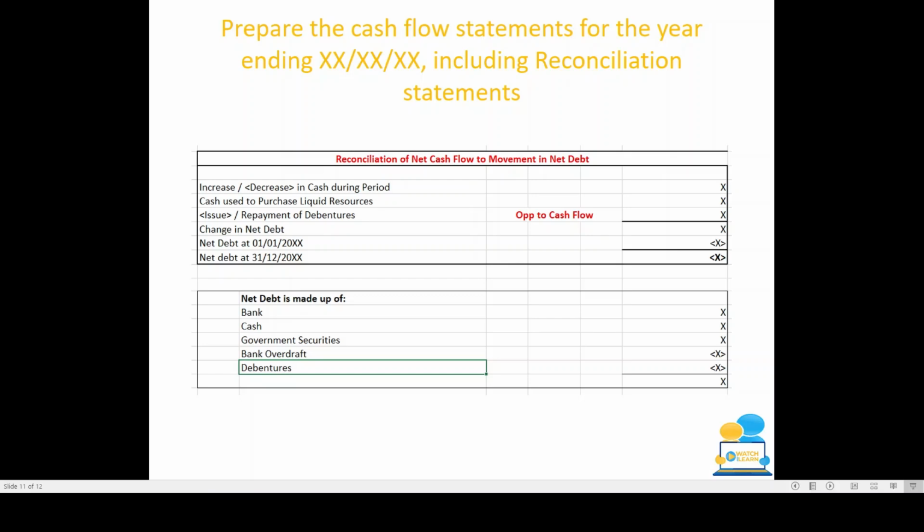If we go to our balance sheet and we look at our net debt, it should tie back into this figure here. Now, what is net debt made up of? It's made up of our bank figures, really. It's bank, cash and government securities. If they're positives, if they're assets, there'll be plus figures here. And then you take away any bad bank figures, I suppose, which would be a bank overdraft or your debentures, which are long-term loans. So get your bank and your cash and your government securities and take away your bank overdraft and debentures. Obviously, in a certain year, if you have an asset of bank, you won't have an overdraft in the same year. It's either going to be an asset or a liability, bank or bank overdraft, depending on whether you have money in the bank or not that year.